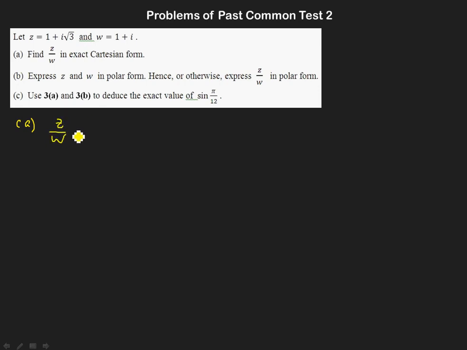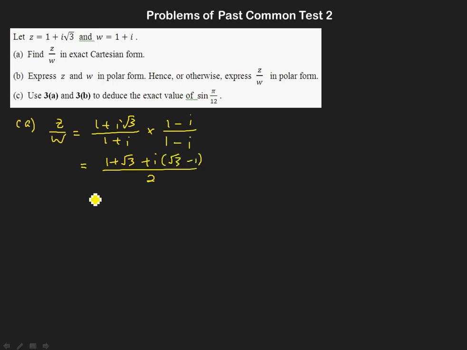Z over W, plus I, we need to multiply the conjugate, and you expand this properly, so you get root 3, and this is I. You group the imaginary part. Of course, we always like you to put in this form.